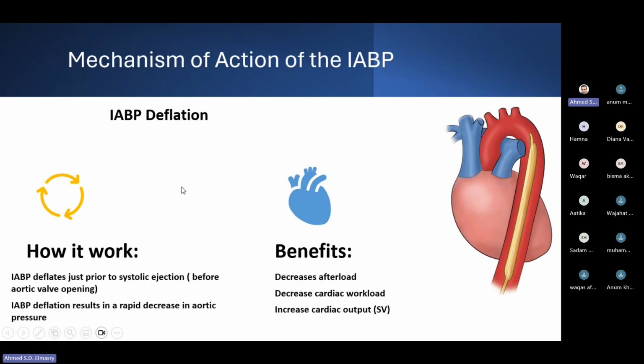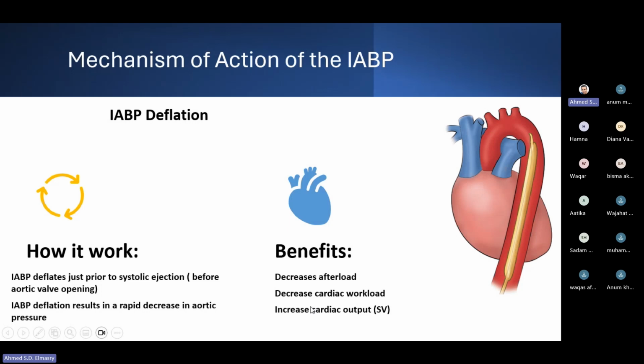And what will happen during the intra-aortic balloon deflation? Basically, the deflation happens during the systole. So this happens before the aortic valve opening. When the intra-aortic balloon starts deflation, this will lead to a rapid decrease in the aortic pressure. And this rapid decrease in the aortic pressure will be beneficial in decreasing the afterload of the left ventricle. And if you decrease the afterload, you will be able to decrease the workload of the heart.